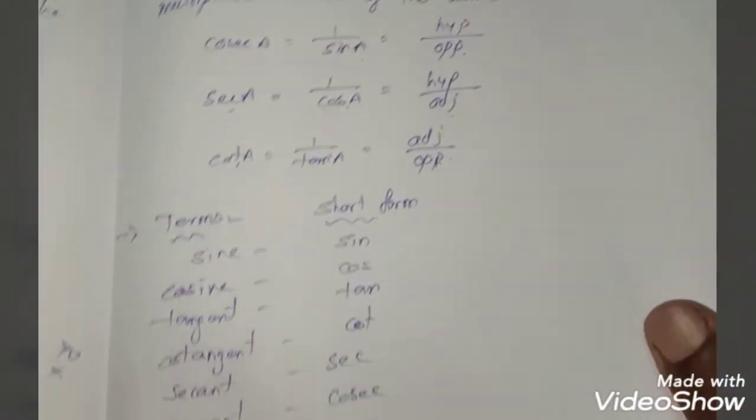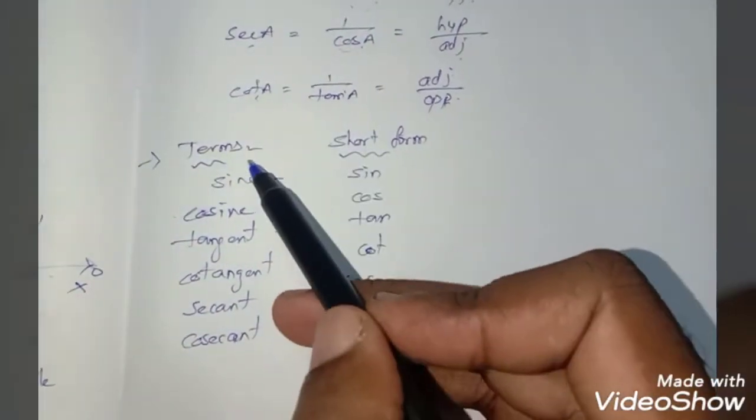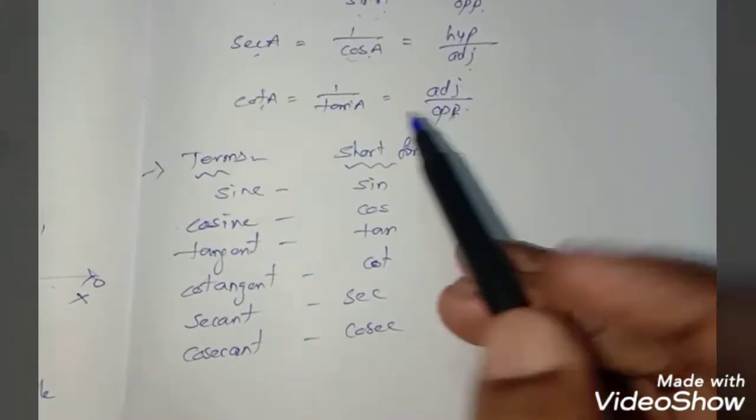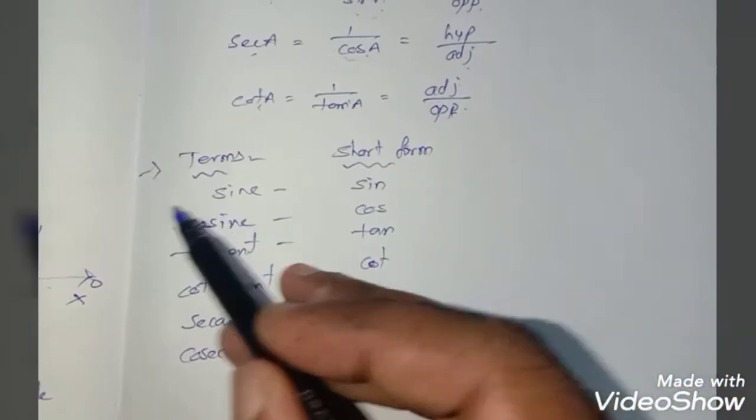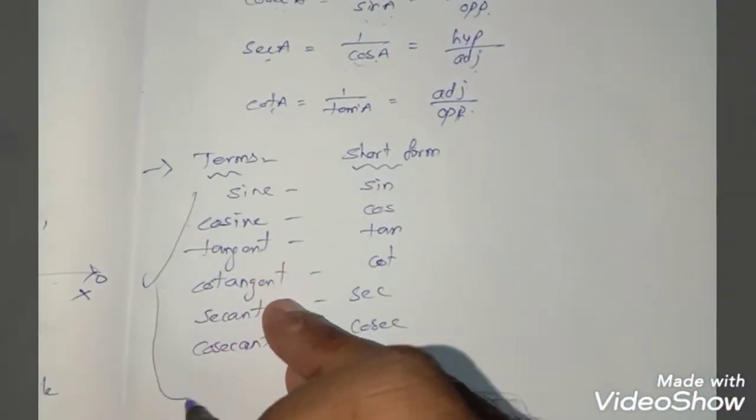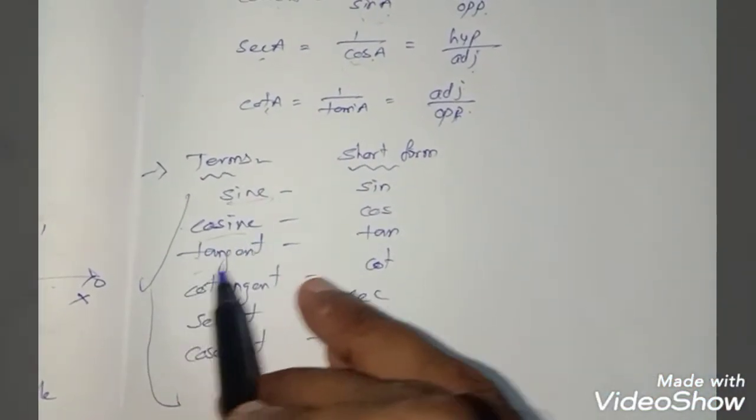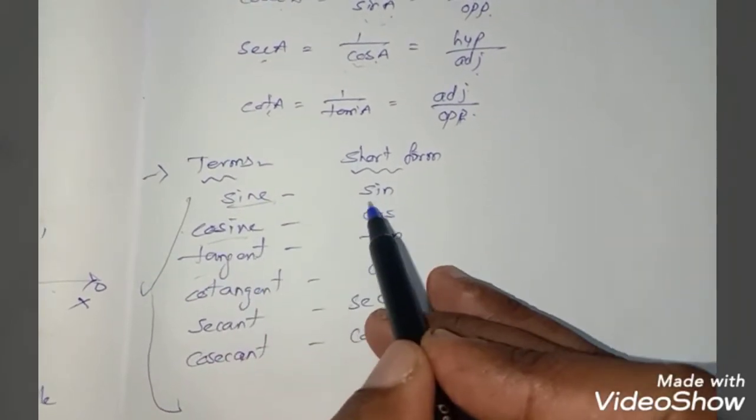Now here we are going to learn about the terms. Terms means the short forms of the ratios. We already know the 6 ratios. This is the full form of the ratios, right? Sine, short form is sin.